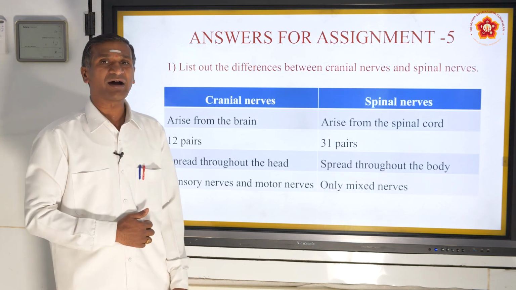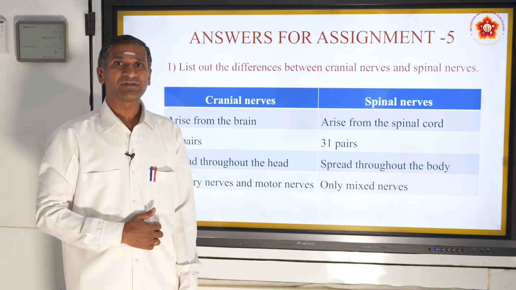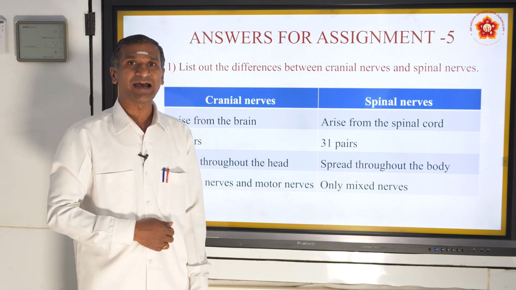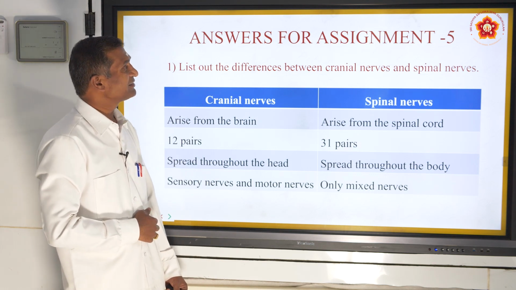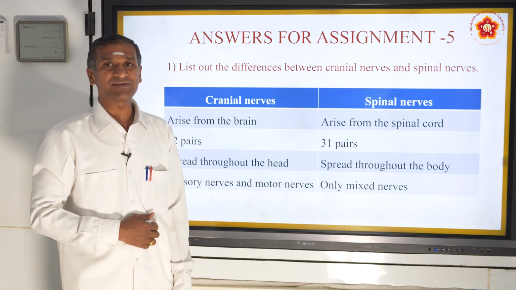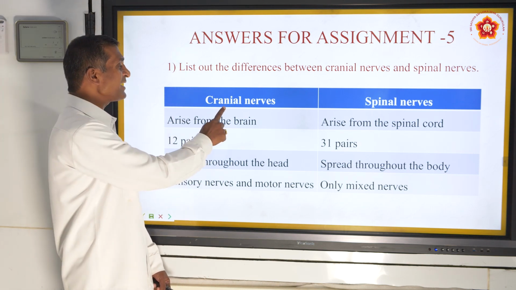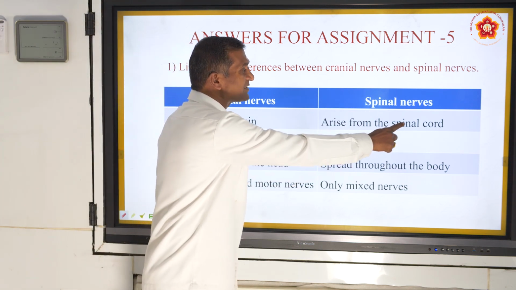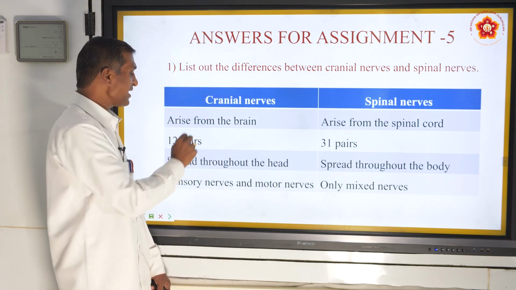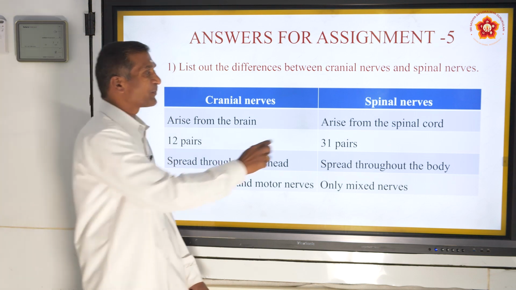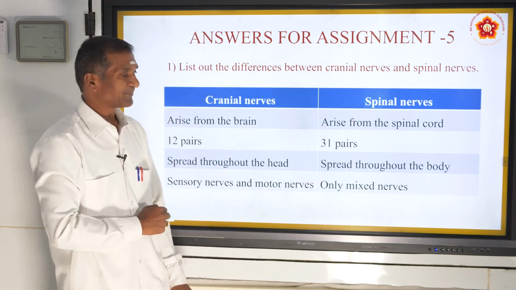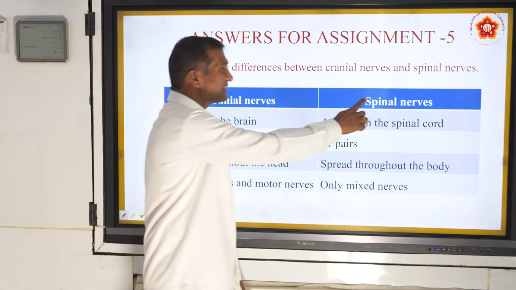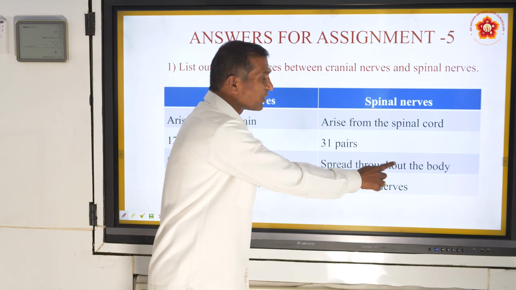Let us check out our assignment 5, the homework questions. The answers for those questions, let us verify and clear up. List out the differences between cranial nerves and spinal nerves. Cranial nerves arise from the brain. The spinal nerves arise from the spinal cord. The cranial nerves are 12 pairs. The spinal nerves, 31 pairs. The cranial nerves spread throughout the head region, whereas the spinal nerves spread throughout the body.